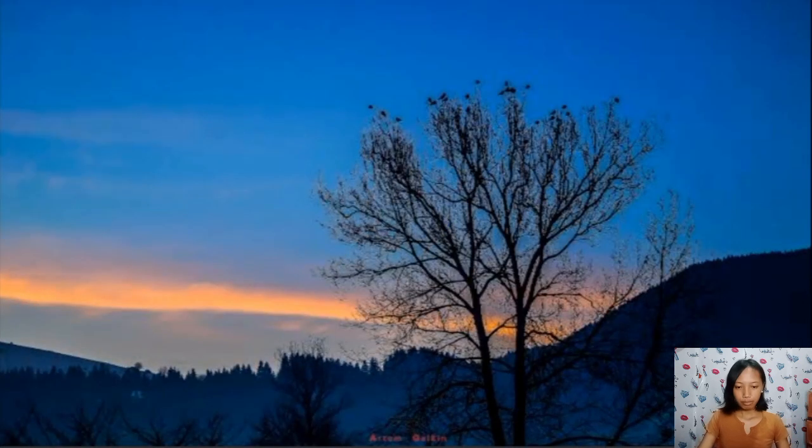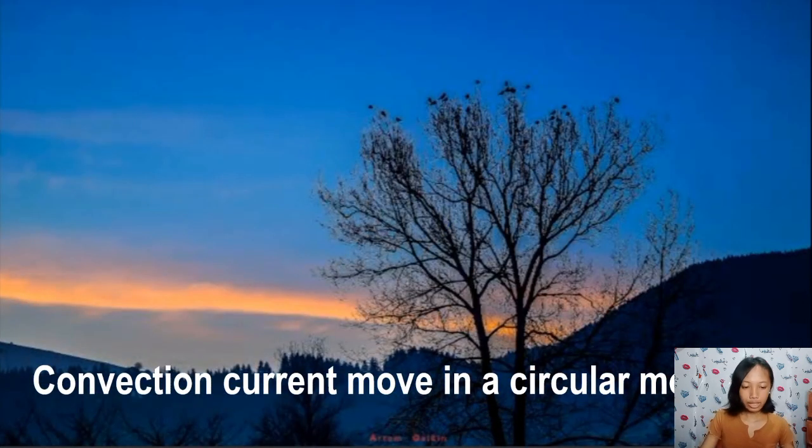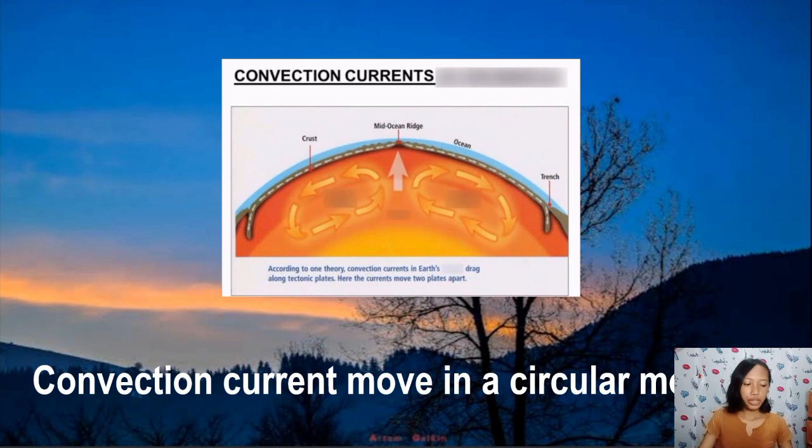So, convection currents move in a circular motion. Based on the image, this arrow represents a convection current. The heat softens the rocks and turns them into magma, and it is located in the mantle. So ang katong rocks ma-turn into magma, mahilis siya. And then, located siya sa mantle.